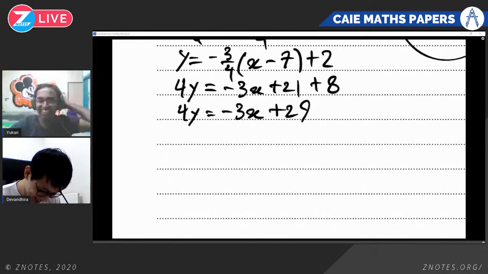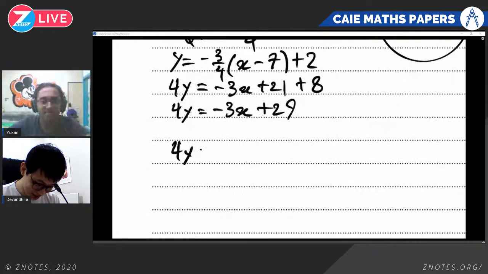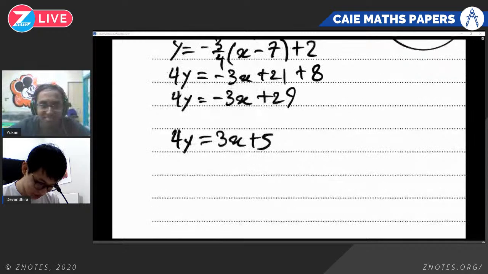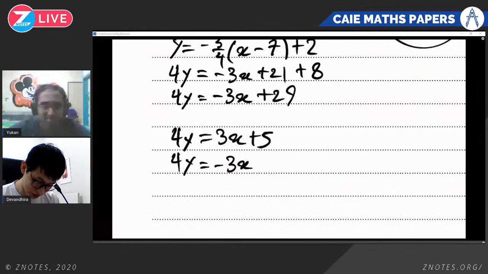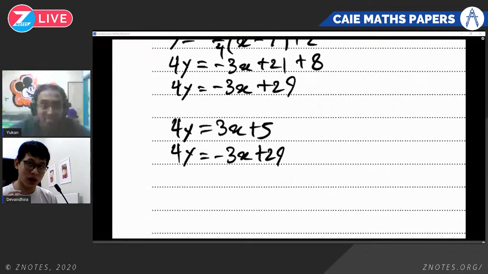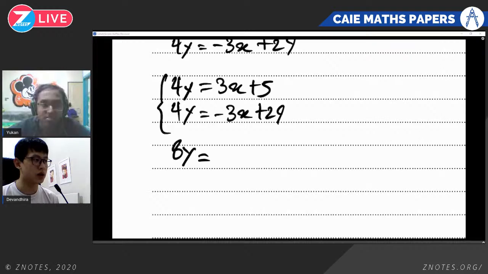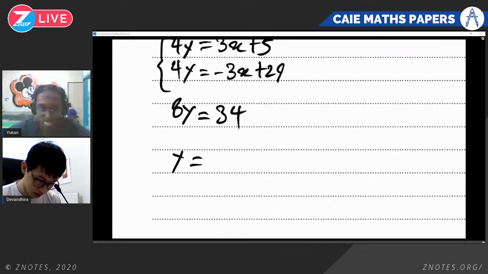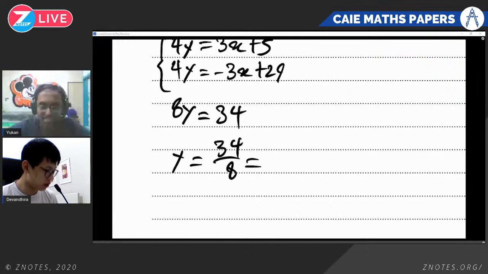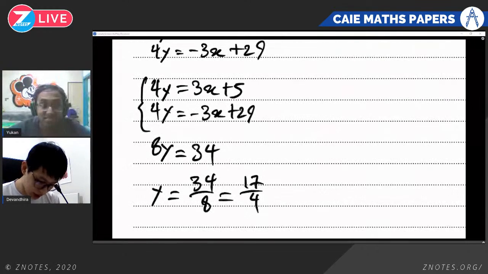Right. So we have two equations: y = 3x + 5 and 4y = -3x + 29. Let's solve for x and y. First, I can add both sides so that I get 8y, because the 3x here will cancel. We have 29 plus 5, that's 34. So y is 34 divided by 8. Can you simplify this for me? 17/4. Thank you.